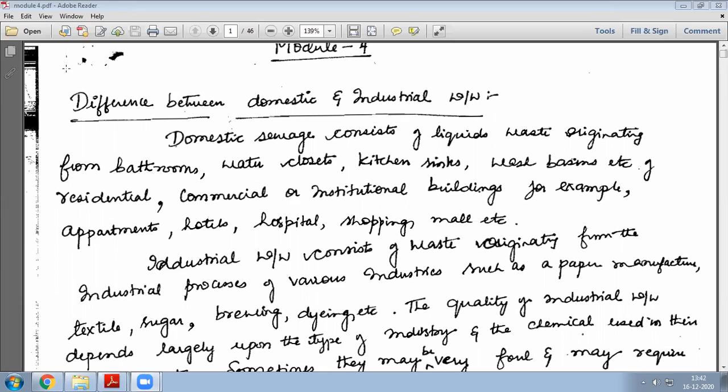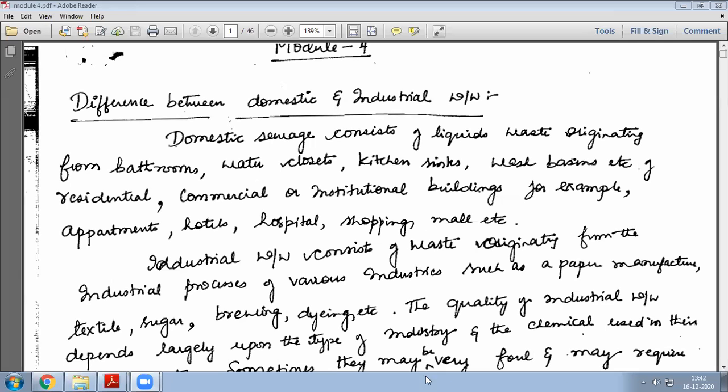Okay. So I think I will start the fourth model now. Before that, your fourth model starts with some introduction. What is the difference between industrial wastewater and your domestic or municipal wastewater? What is the difference? So it starts with that. So I will be doing from that.